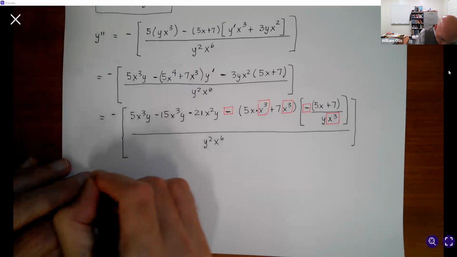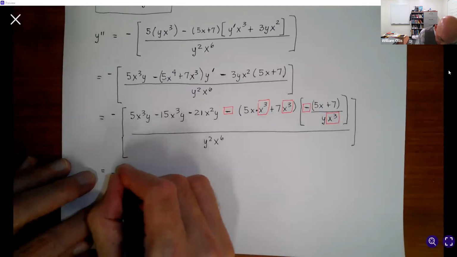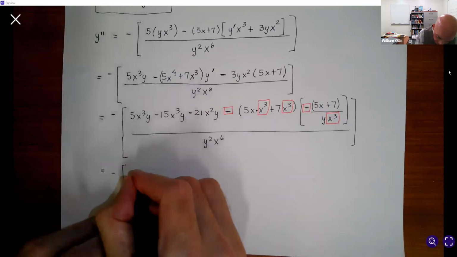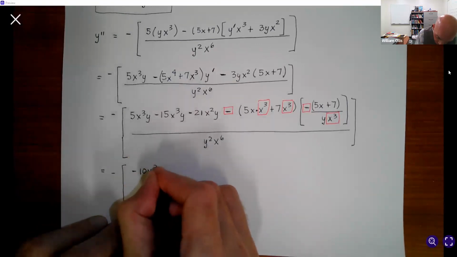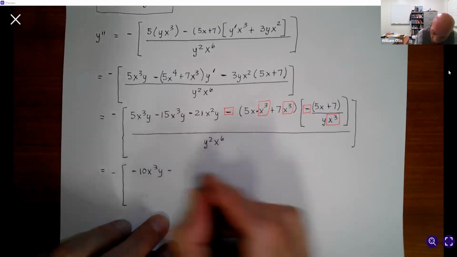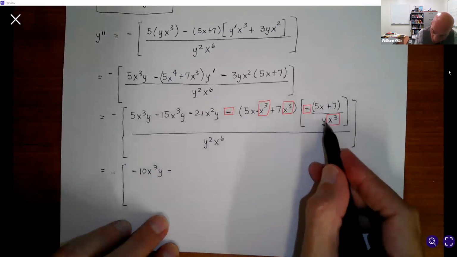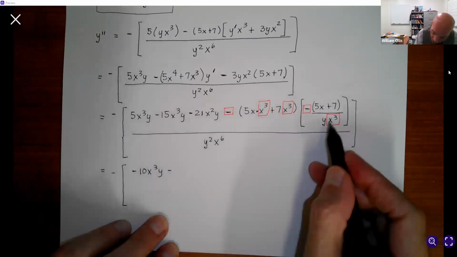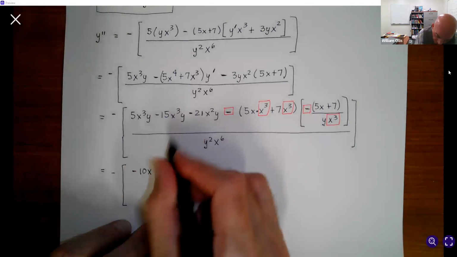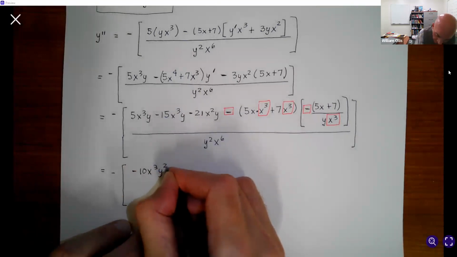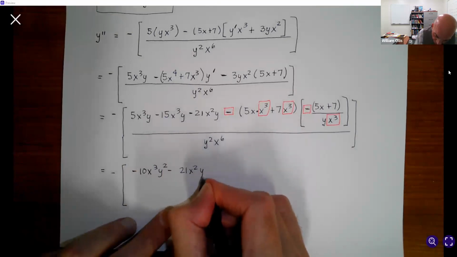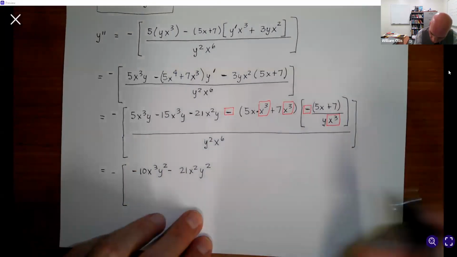So at this point, we have the negative. Now we can combine this. This gives us a negative 10x cubed y minus. Now notice we need a common denominator of y so we can bring this downstairs. So let's go ahead and hit all these with an additional copy of y. So that'll be a y squared. And then, of course, here minus 21x squared y squared. Then we're good to go.